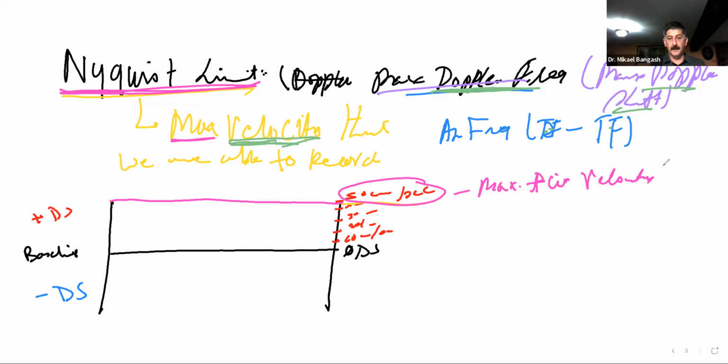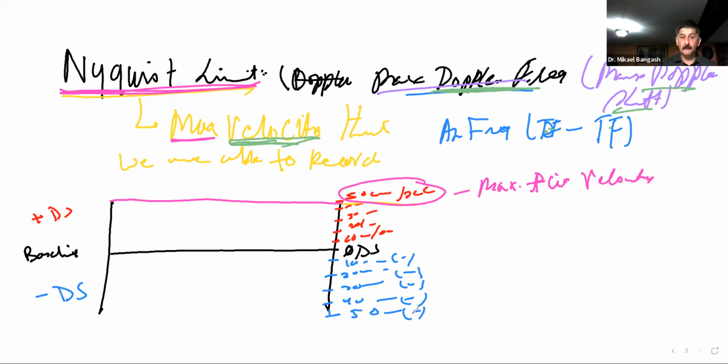Or Doppler shift that we will be able to record. Did that make sense? If you go on to the negative side, we say right now 10 centimeters per second, 20, 30, 40, and let's say 50 centimeters per second. But we already know that all these here are negative Doppler shifts.